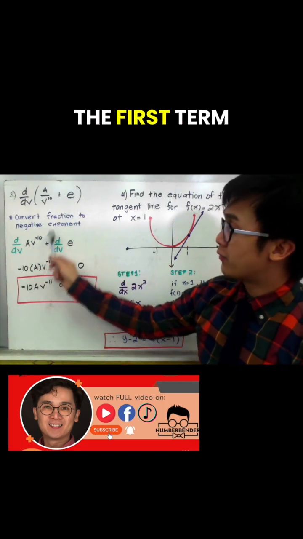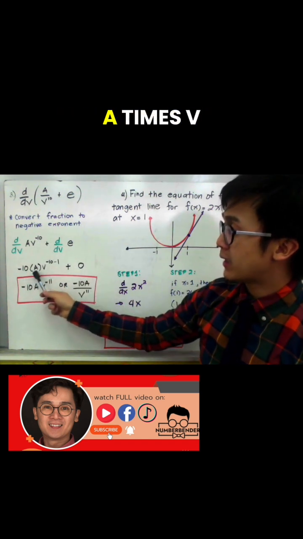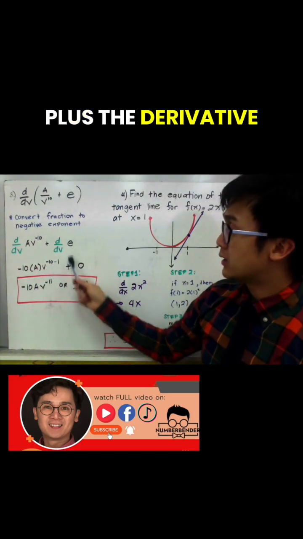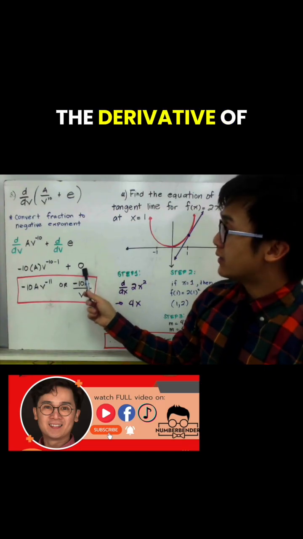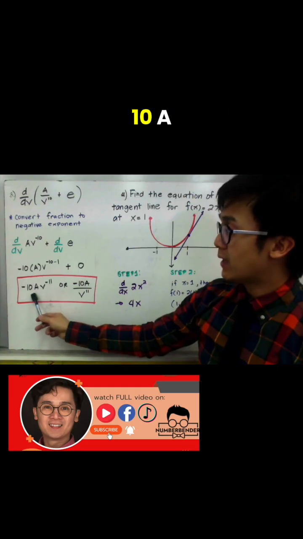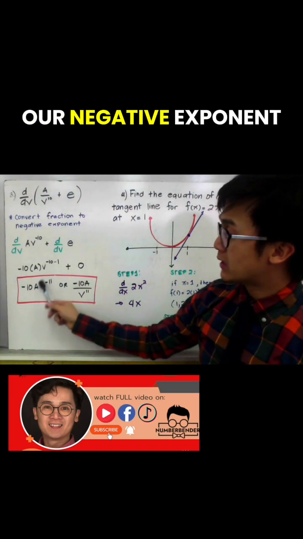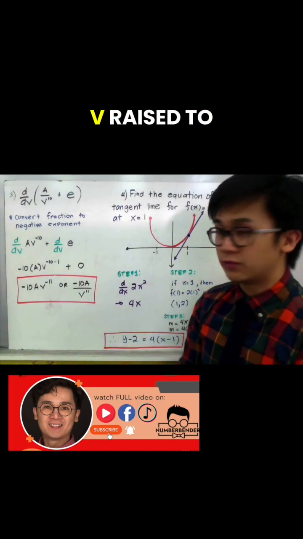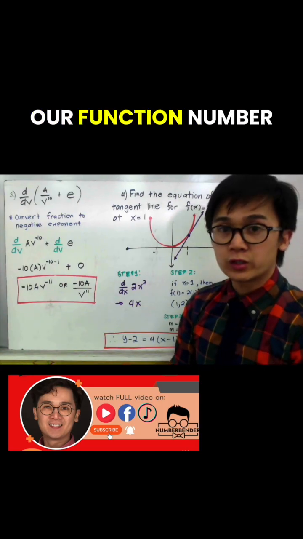Now for the derivative of the first term, we are going to bring down negative 10, so we have negative 10 times a times v raised to the negative 10 minus 1, plus the derivative of our constant e, which is equal to 0. So the derivative of this function is basically negative 10a v to the negative 11, or we can change our negative exponent into a fraction, so we have negative 10a all over v raised to 11. And that is how we solve our function number 3.